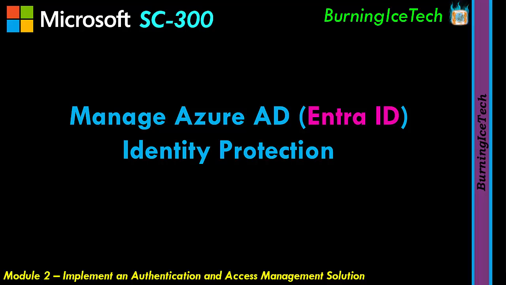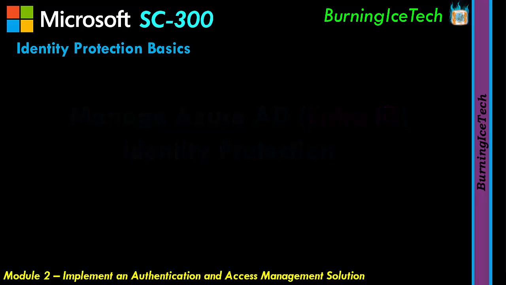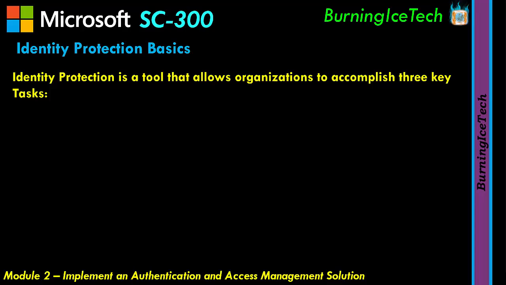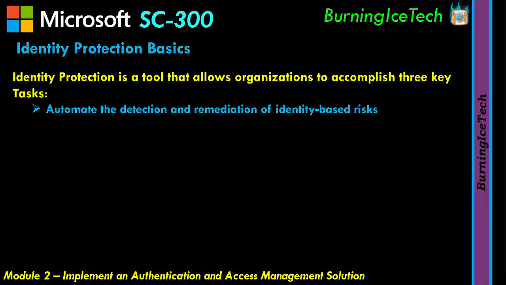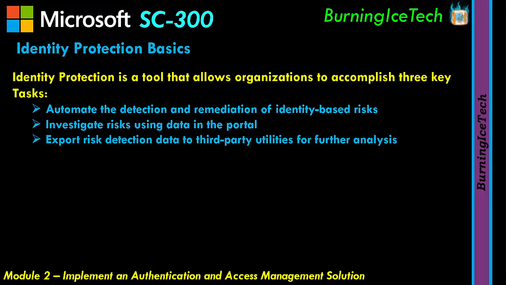The first topic we're going to be talking about in this last section is identity protection basics. So identity protection is a tool that allows organizations to accomplish 3 key tasks, guys. The first of which is automate the detection and remediation of identity-based risks. The second is investigate risks using data in the portal, and it's got a lot of that. And the third is export risk detection data to third-party utilities for further analysis.